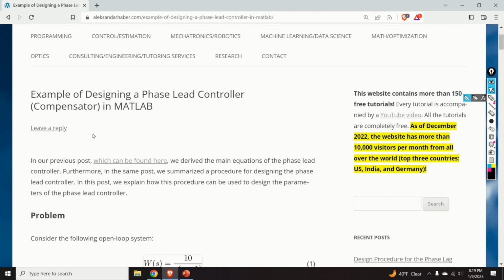Hello everyone and welcome to Control Engineering Tutorials. In this tutorial, I will explain how to design a phase lead controller or compensator in Matlab. But before I start, I would like to mention a few things.